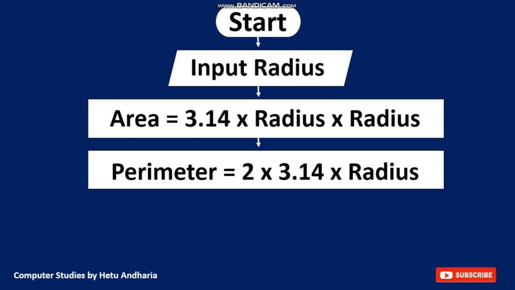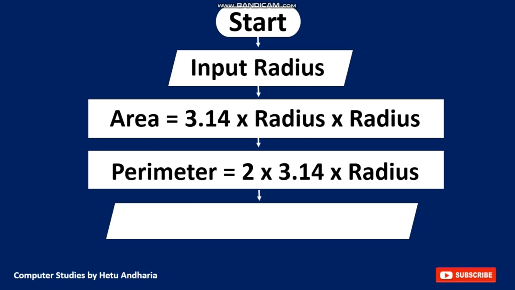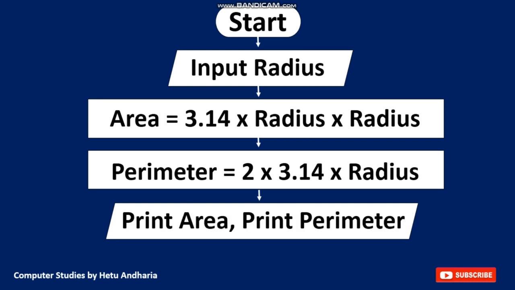So now you have to display the output. You will have to again use the input output symbol and then give the output. Print area, comma, print perimeter, both the things. You can write it in different lines also. Here I did not have that much space, so I have written it this way, putting a comma in between. And then we have to end the program. So this flow line and then the terminal symbol and end. So the program gets over here. Simple.